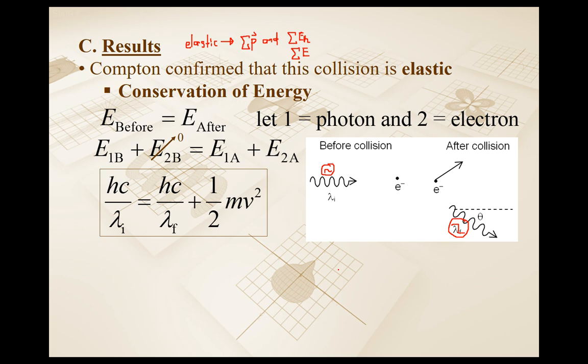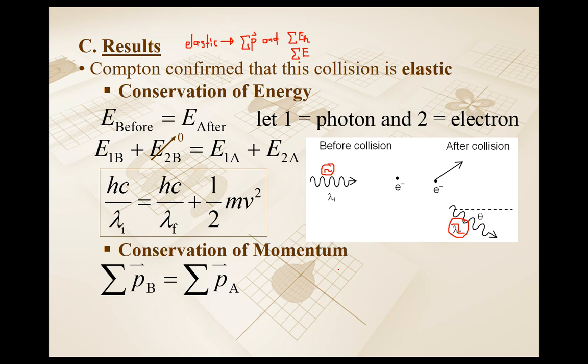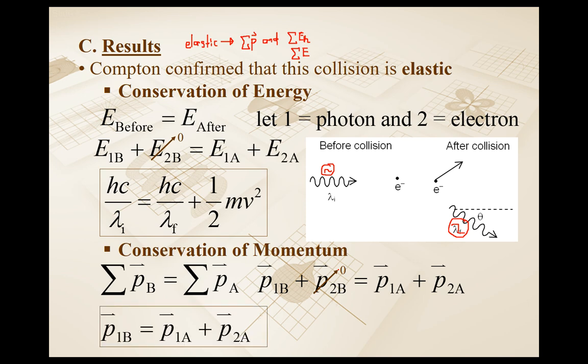With that being said, if the collision's elastic, it also means that momentum is conserved. So let's look at this from a momentum perspective. We'd have the net momentum before is equal to the net momentum after. So the net momentum before would be the momentum of object 1 before plus momentum of object 2 before, and that equals momentum of object 1 after plus momentum of object 2 after. Once again, the electron's not moving before the collision. How that is possible, I do not know. So we'll just pretend that it isn't moving. And then we have momentum of object 1 before equals momentum of object 1 after plus momentum of object 2 after.